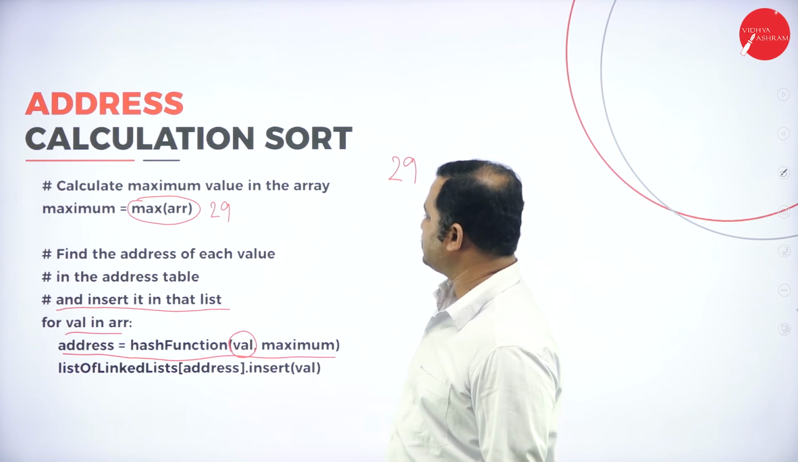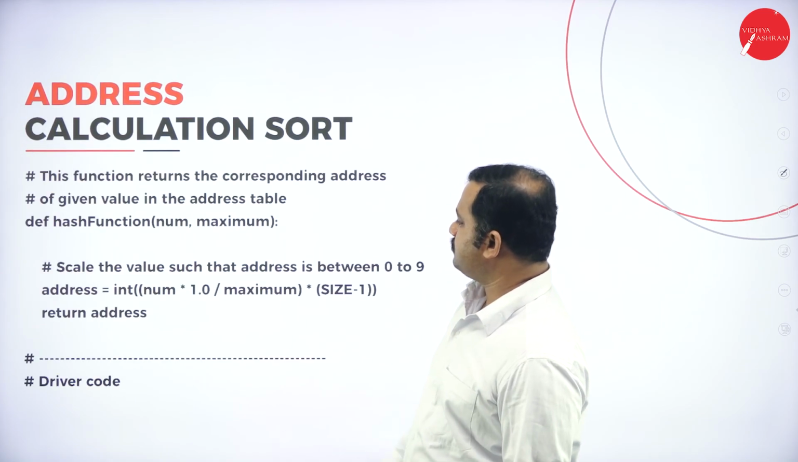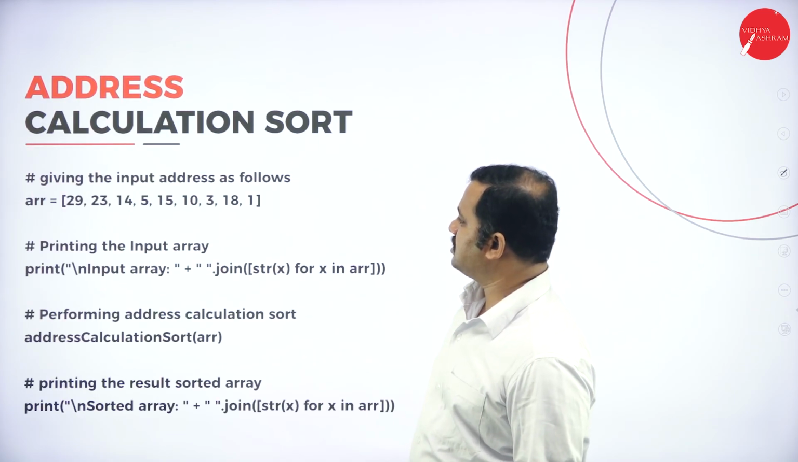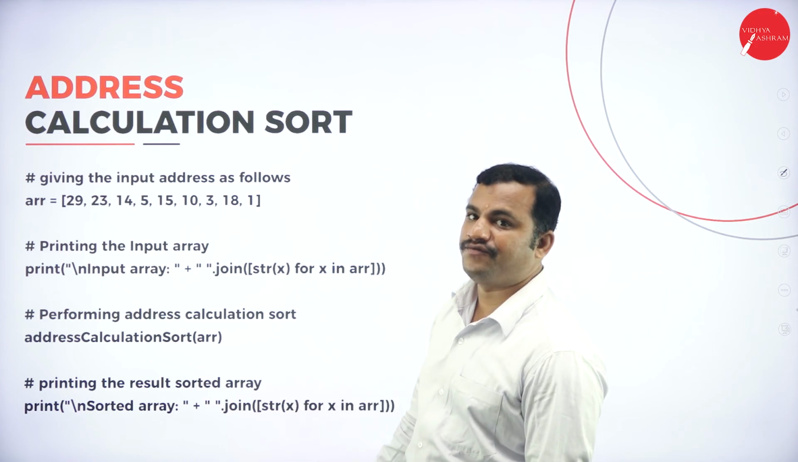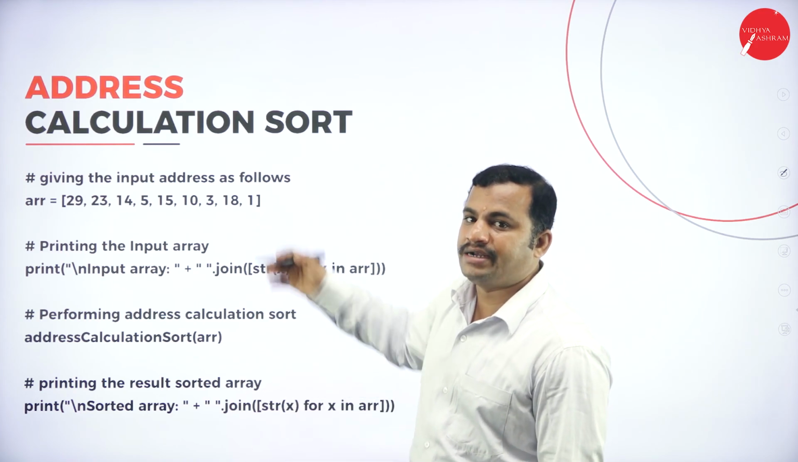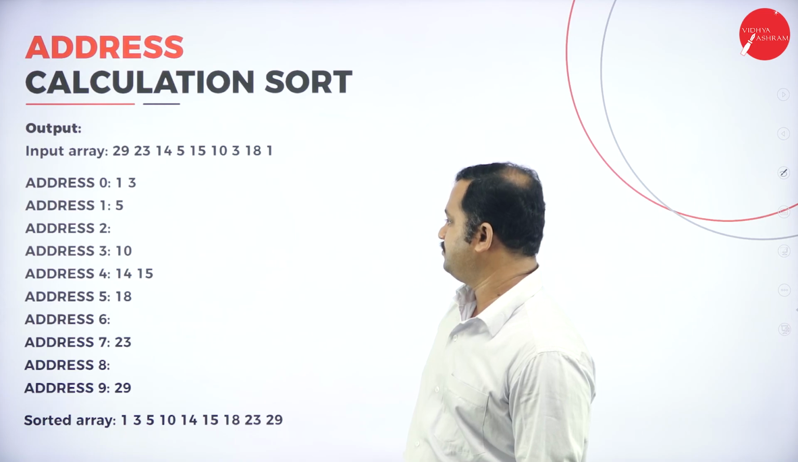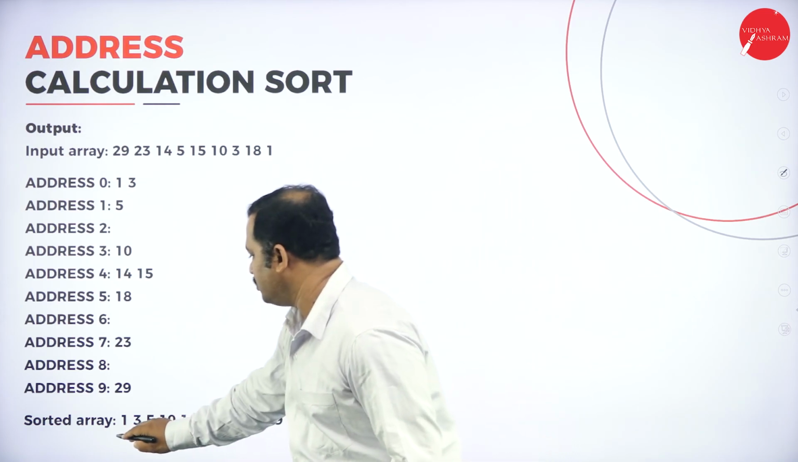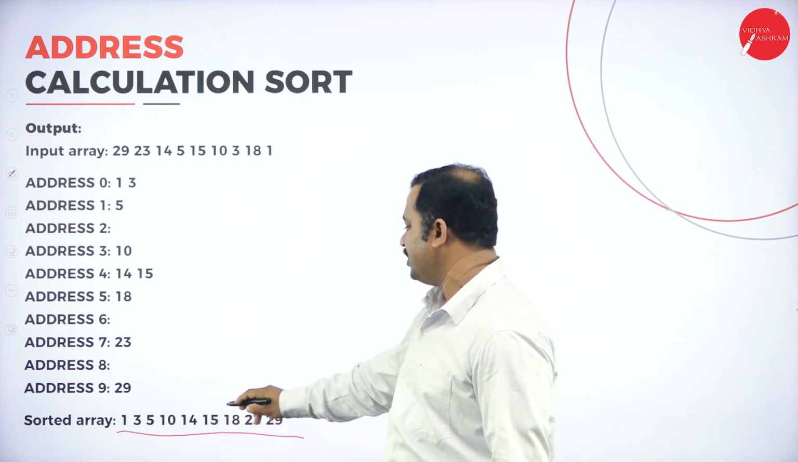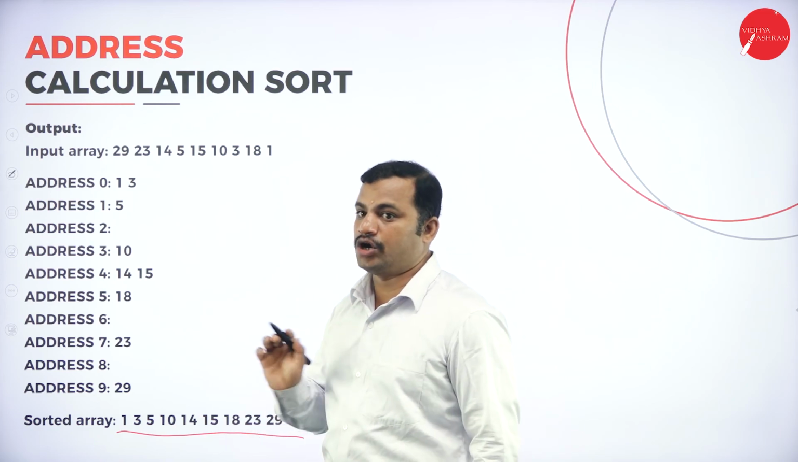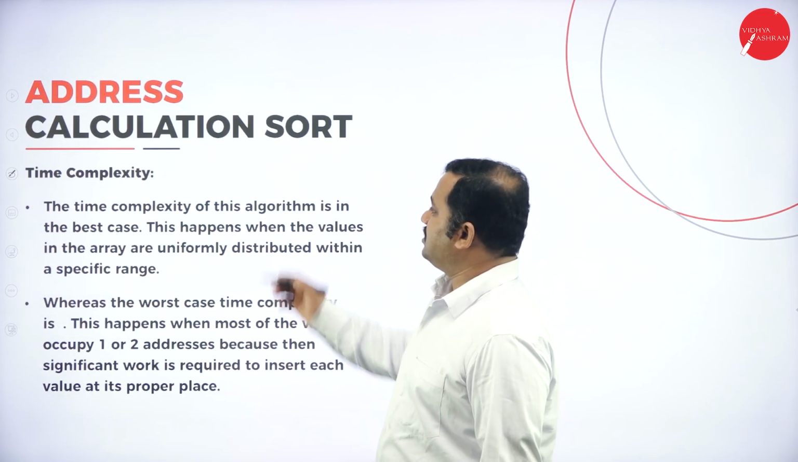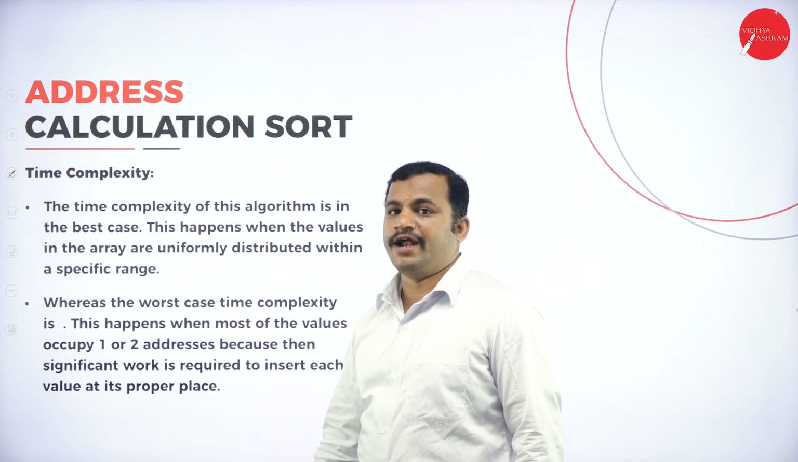So this is how the address calculation sorting is done. So if that is the case, let me see to that driver code. These are all the coding which we have done for sorting the items in an increasing order. So ultimately we'll get the values 1, 3, 5, 10, 14, 15, 18, 23, 29. This is sorted. So if that is the case, what is the time complexity of that?